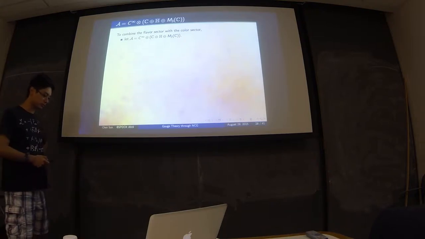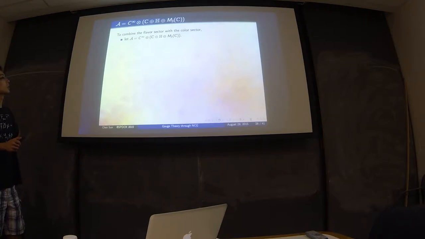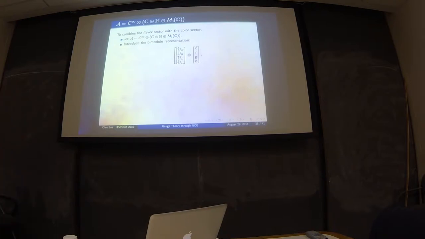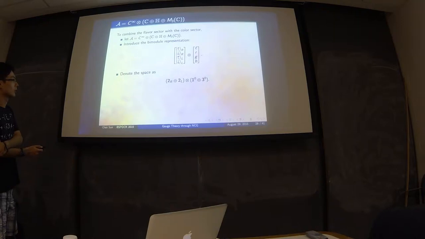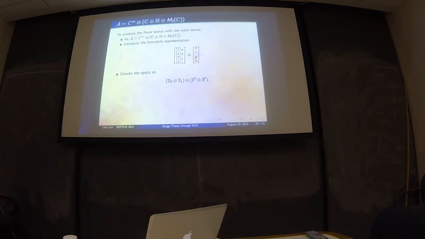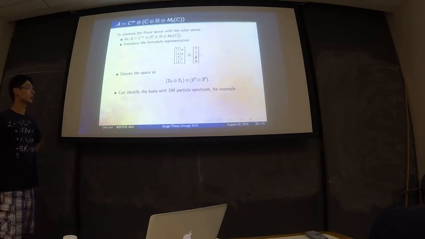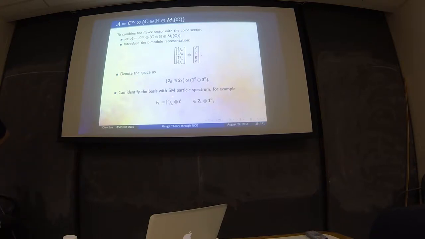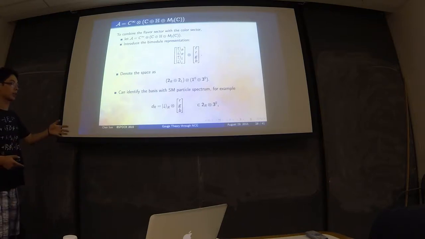So let's combine the two. If we want to combine them, the algebra is C plus H and M3(C), and we use the tensor representation, the tensor of the flavor sector times the color sector. The representation space is denoted as 2_R plus 2_L cross 1 plus 3. It's the flavor space and the color space. We identify them with the standard model's particle spectrum. For example, the left-handed neutrino is this: the left-handed, isospin up, times lepton, is within this space. And the green right-handed down quark is this. So an ordinary quark is within this subspace. Okay, so we identify them with the particle data.